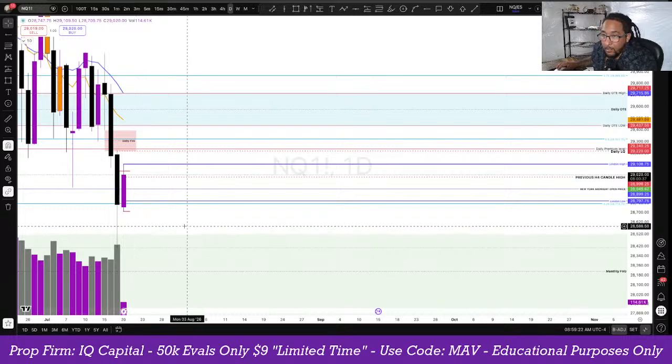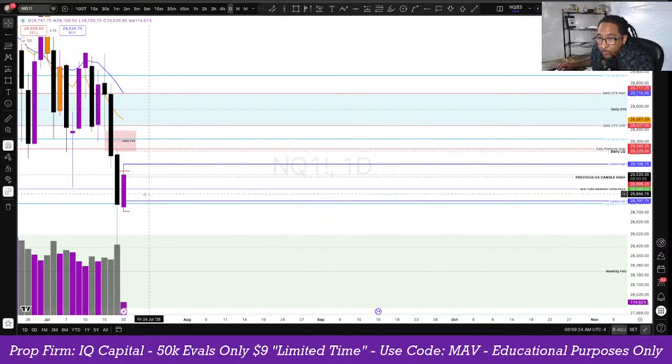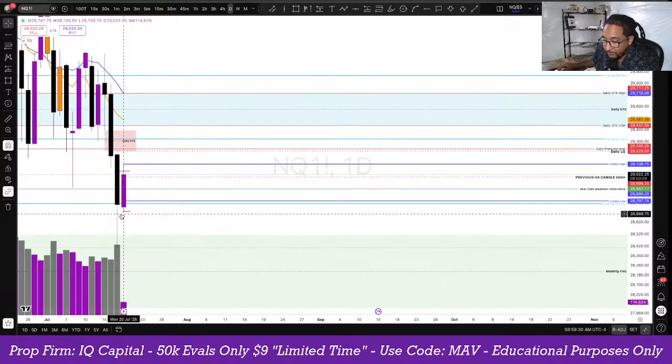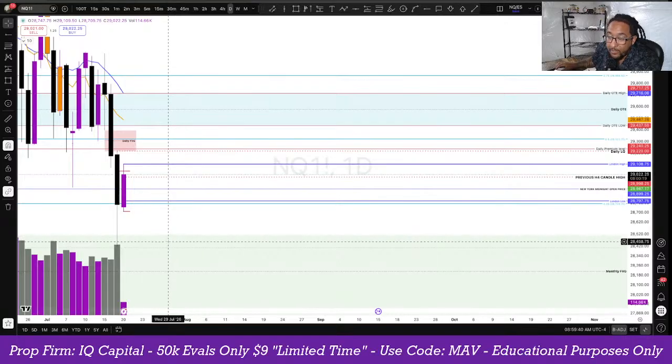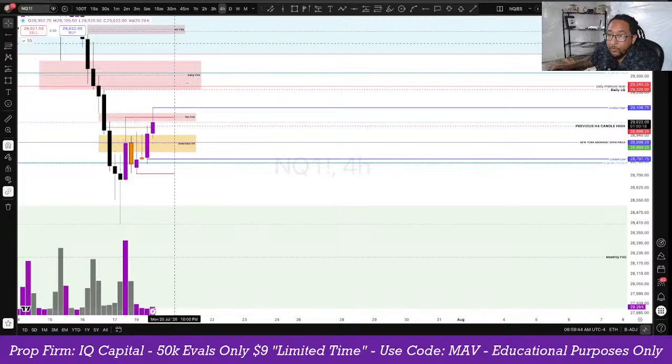Also, we crossed those London lows, swept some liquidity there. We came down. So that's liquidity that's been swept on the sell side, as well as these higher time frame PD arrays. That's going to be pushing us upwards for those longs.